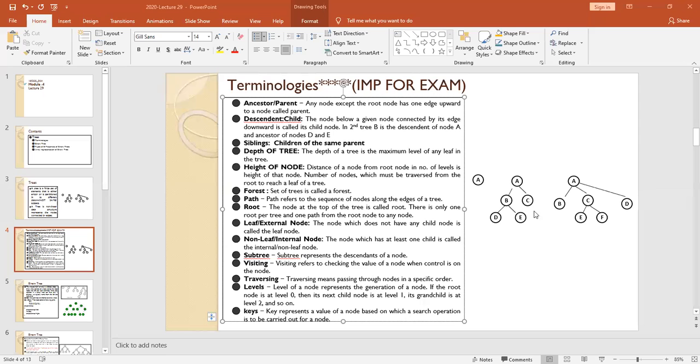So come for the third example. Suppose I want a path from A to E. Which are the nodes visited? Apart from source and destination, you have to take the remaining ones. That will be the visiting nodes. So leave the source A, leave E. Apart from A and E, which are the nodes visited? It is C. So C is the visited node.